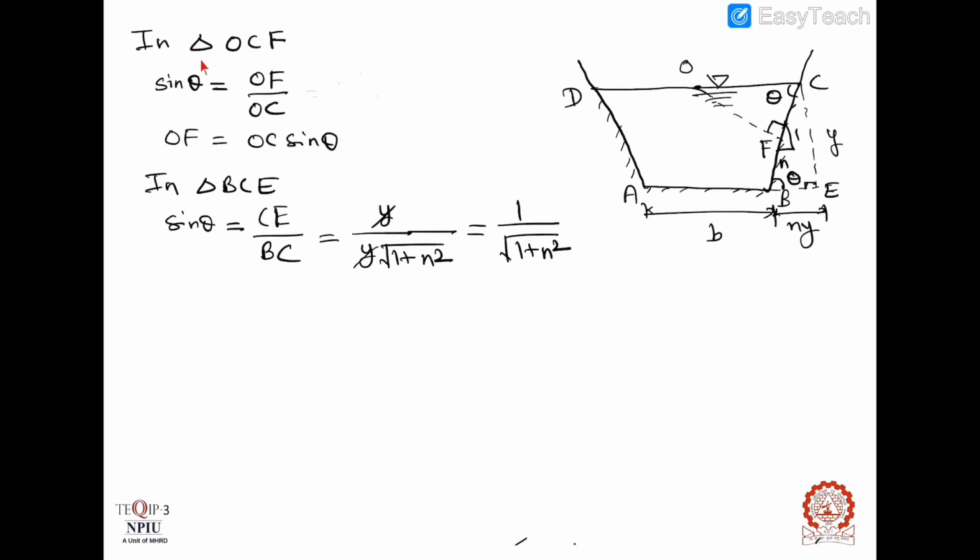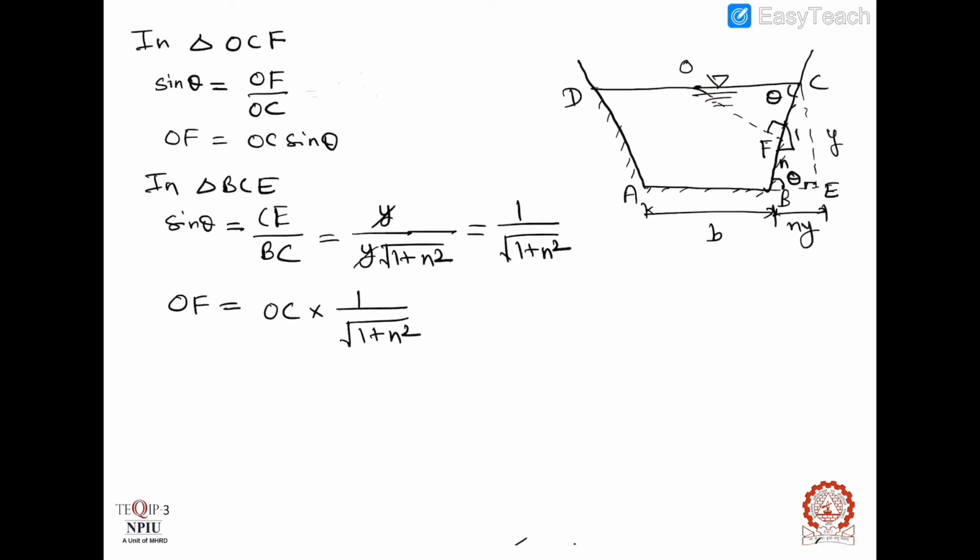Now in this equation, OF is equal to OC sin theta. Substitute the value of sin theta here. OF is equal to OC into 1 by root over 1 plus n square. And what is OC?